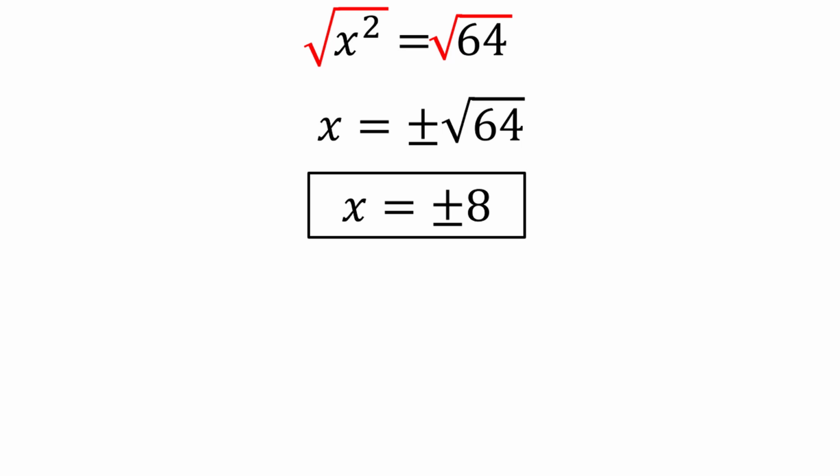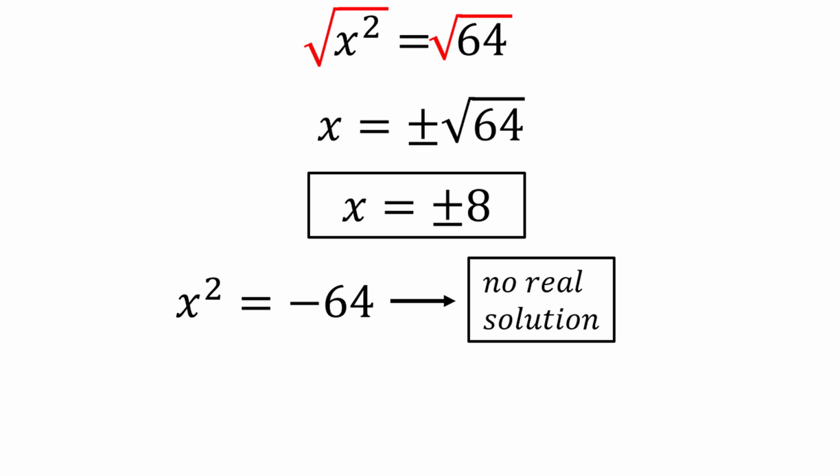If you have something squared equaling a negative number, such as x squared is equal to negative 64, then there is no solution if we are excluding imaginary numbers. There is no real number that can be squared that will result in a negative number.